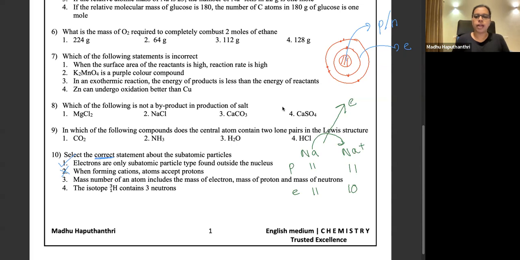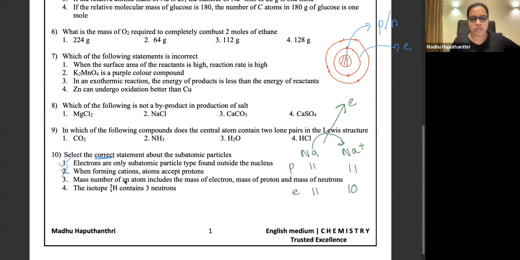So therefore, if cations are formed, electrons are ejected. If anions are formed, electrons are accepted. It's always an electron business. That's a phrase you can keep in mind: an electron business. No other species is involved.